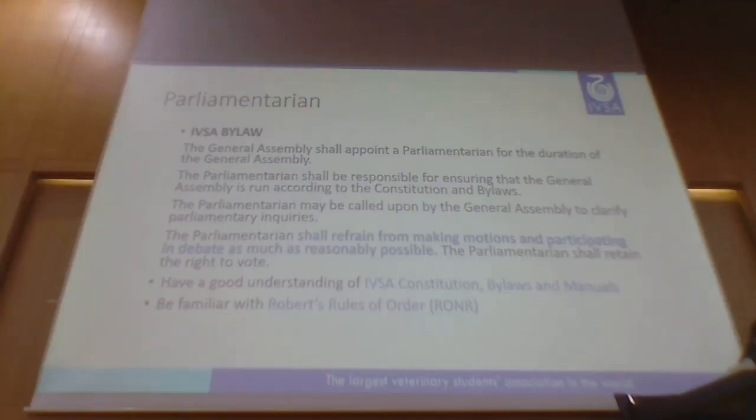Lynn Mamona, IVSA Hungary. I nominate Edwin van Ollenburg, IVSA the Netherlands, for parliamentarian. Edwin, do you accept? Yes.